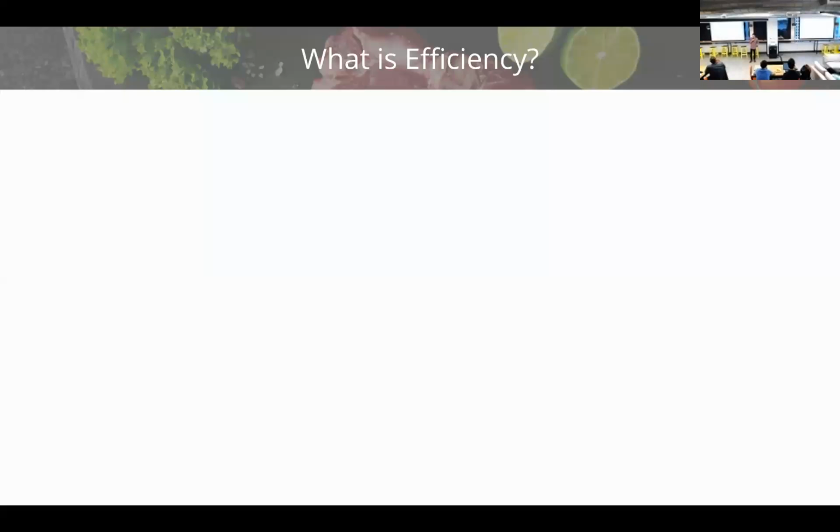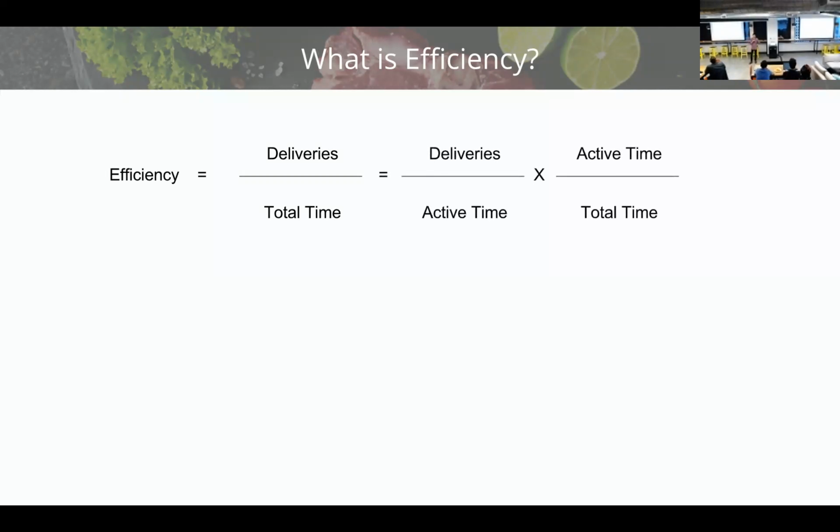But what is efficiency for Instacart? For us, it's the number of deliveries we do divided by the time taken for doing these deliveries. If you break this down, there's two components to it. It's deliveries by active time times active time by total time. Now, active time is the time spent working on a batch or an order. It does not include any time that the shopper or driver spends waiting to get a batch. And total time is their entire shift length, the entire time they committed to work for Instacart.